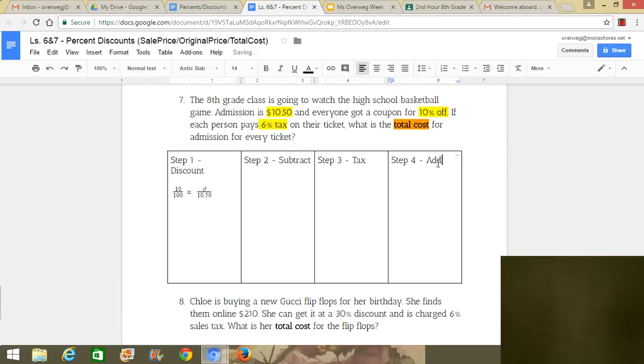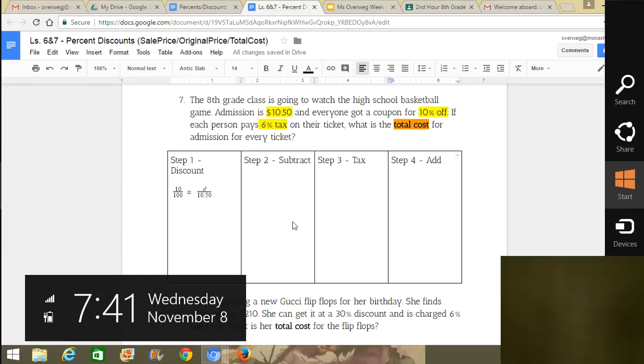Okay, so we're doing proportion, find the discount, then we're subtracting to find the sales price, proportion to find the tax, add sales price and tax, and you will have your total cost. A lot of steps. Most of them are pretty simple, and I have a lot of confidence that you'll do just fine in getting this. So let's look at step 1.